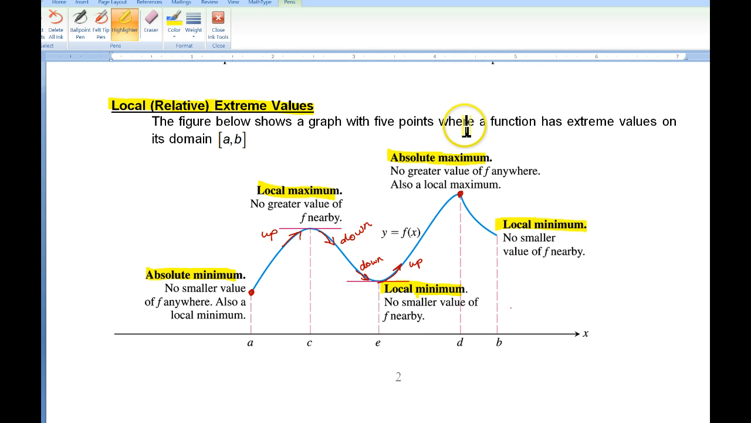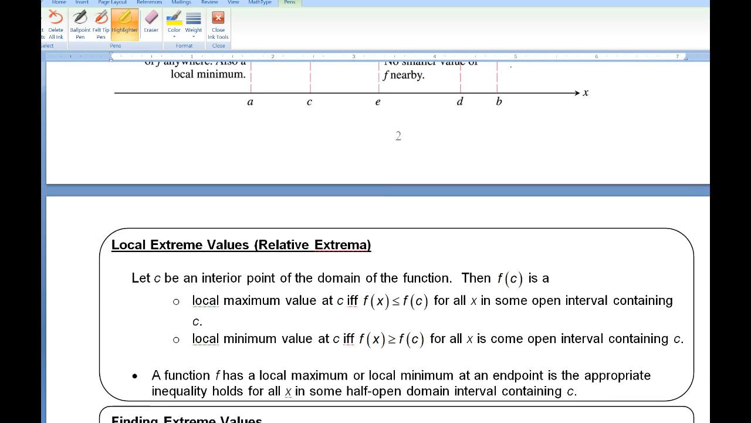So a question might be: if the domain is AB, and you're looking between A and E, what is the local maximum? I would give you a domain and ask you to write down the local maximums and the local minimums, and then identify which of those are absolute. But we would never have a domain that would exceed our calculators, would we? No.